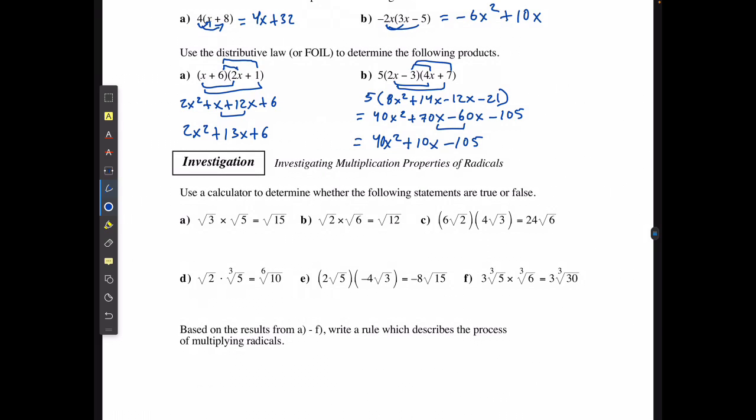If I'm multiplying radicals, well, if I have the square root of 3 times the square root of 5, is that going to be the same as the square root of 15? This is true. I'm just multiplying the radicands. Square root of 2 and the square root of 6 equals square root of 12. This is also true. If I have 6 and the square root of 2 times 4 and the square root of 3, does it equal 24 and the square root of 6? Yeah. If I have the square root of 2 and the cube root of 5, does this equal the 6th root of 10? No, that's not the same.